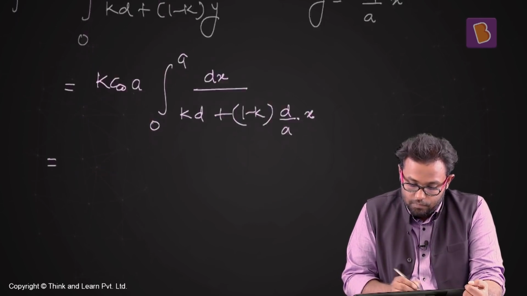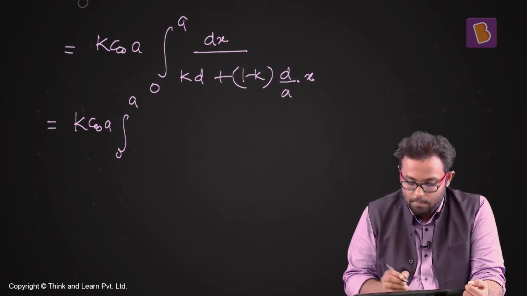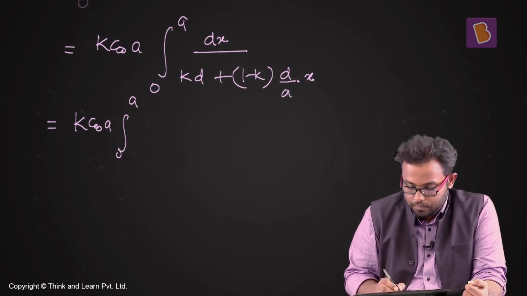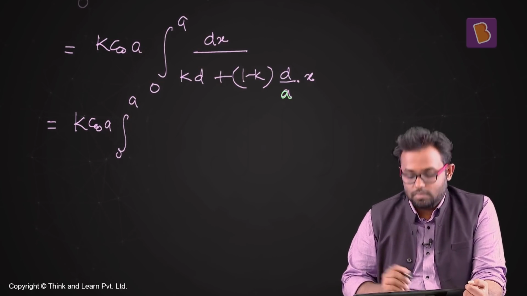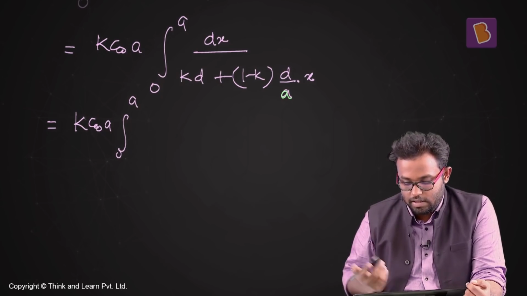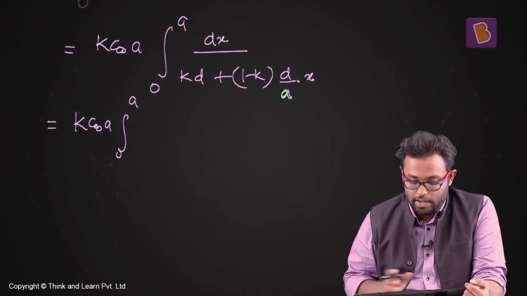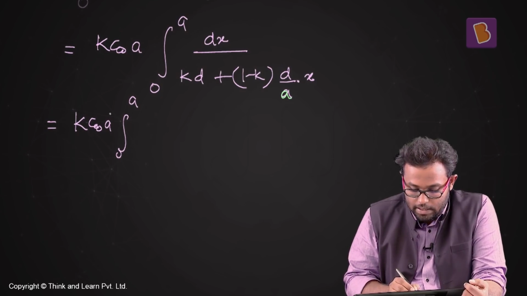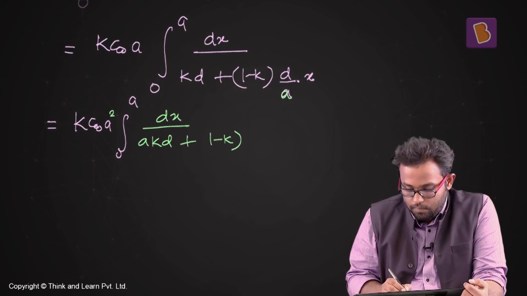Now let's move ahead. This becomes K epsilon naught a, integration from 0 to a. Now this a over here, and I don't like denominators below denominators, that doesn't look good. So what I'm going to do is I'm going to multiply and divide this thing by a. So when I multiply by a, I get an a square on the numerator, and when I divide by a, I get dx upon a k d plus 1 minus k times d times x.